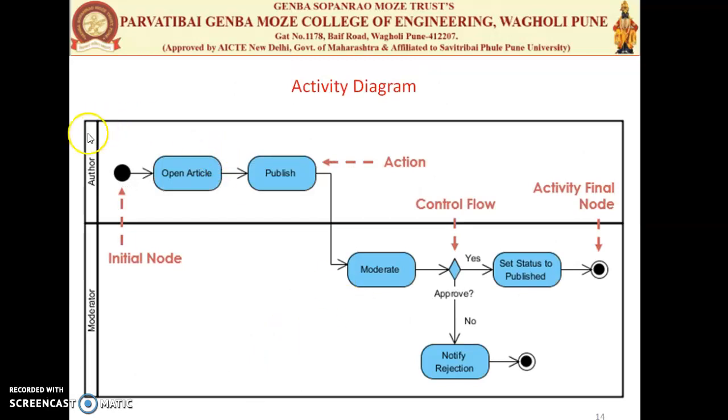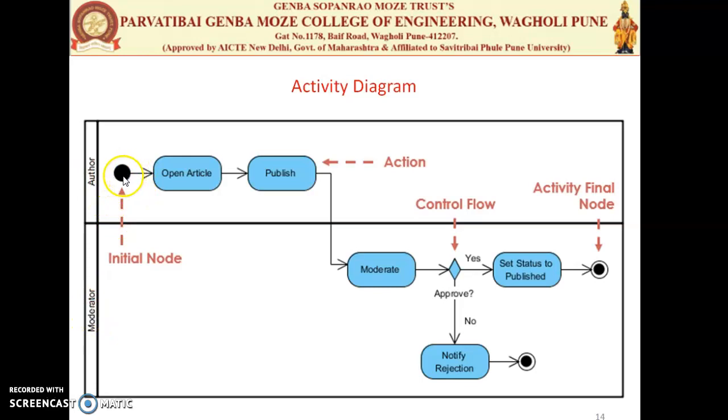We have talked about partitions and swim lanes, so you can see the partition here. Here is the activity diagram of journal publication. What is the role of the author? The activity diagram always starts with the initial node, a solid dot. The author is a partition. Whichever activity is performed by the author is placed in one partition, and whichever activities are performed by the moderator are placed in another partition. A partition is given a particular name: the activities performed by the author go in the partition named author, and those performed by the moderator go in the partition named moderator.